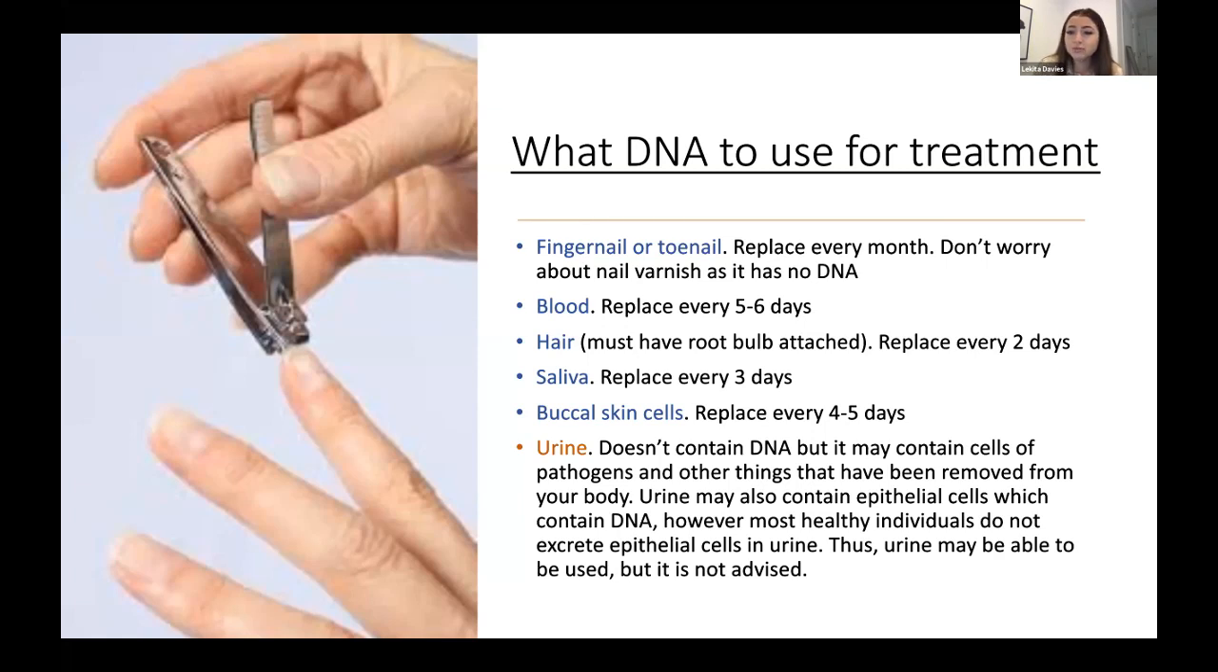You could also use blood, but you'd have to replace it every 5 to 6 days, so it's not so convenient. You can also use a strand of hair, but you must have the bulb attached. So you can't just take a bit of hair and cut the end. You have to really pluck it from the head and get the bulb attached. And this you need to replace every 2 days. Saliva you can use, but you've got to replace that every 3 days. And buccal skin cells, so you could take a swab of the inside of your mouth, maybe. But you have to replace it every 4 to 5 days.